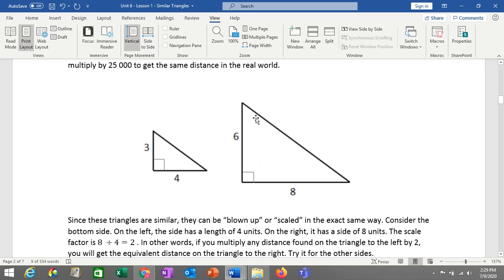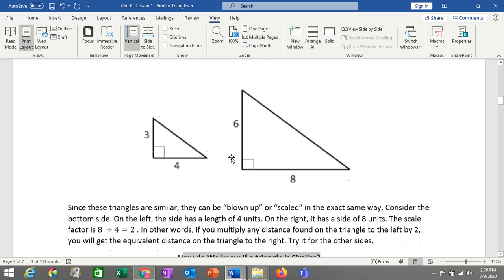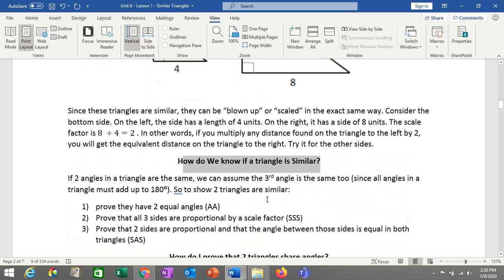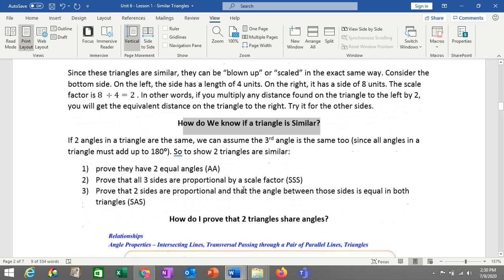So let's just say this one here is 60, and this one here is 90, and this one is 60, and this one is 90. Well, in both triangles, you've now used up 150 out of that 180 degrees. And so the remaining angle in both cases will have to be 30 degrees. So you only have to show that 2 angles are the same in both triangles.